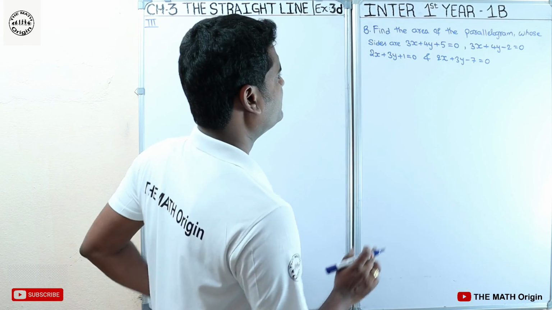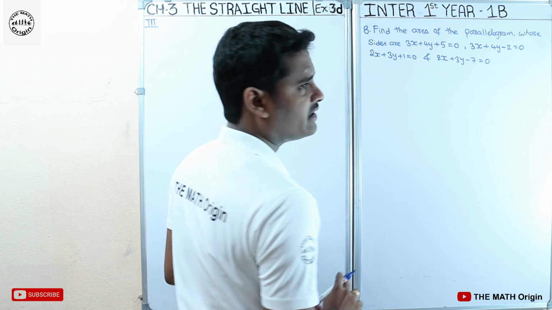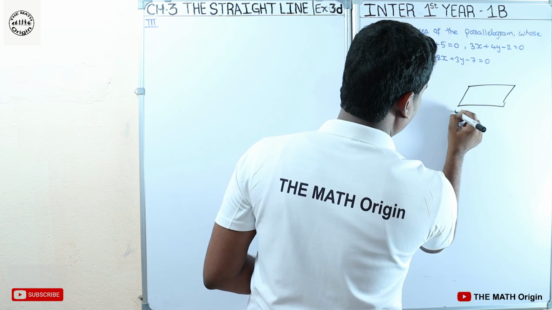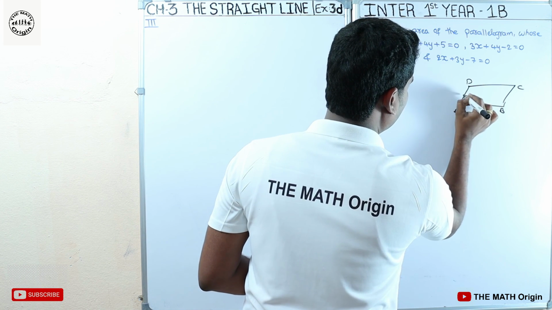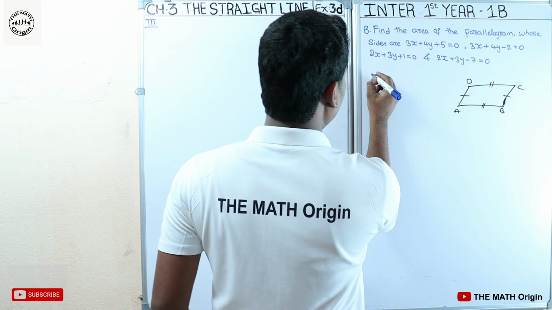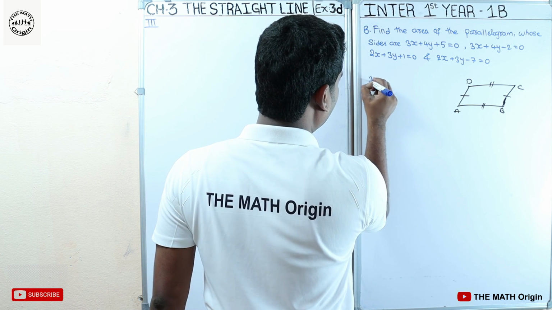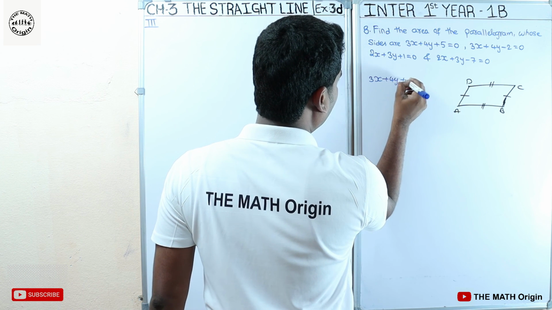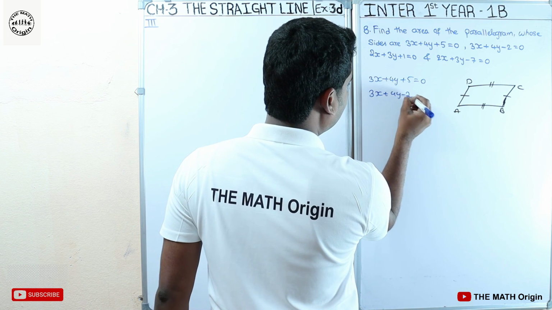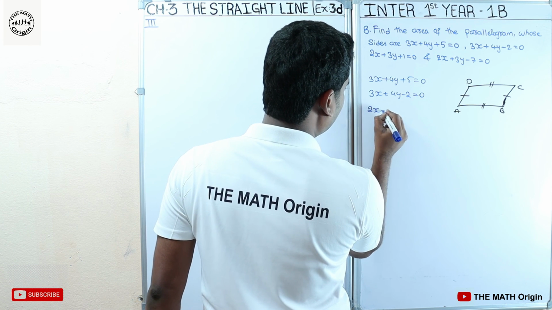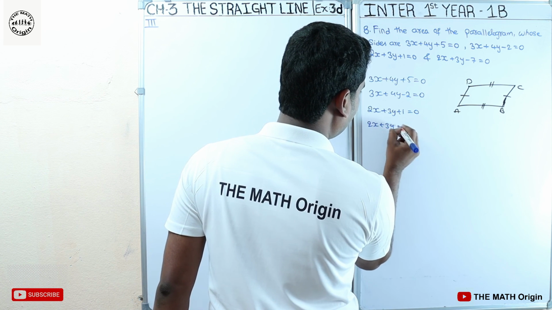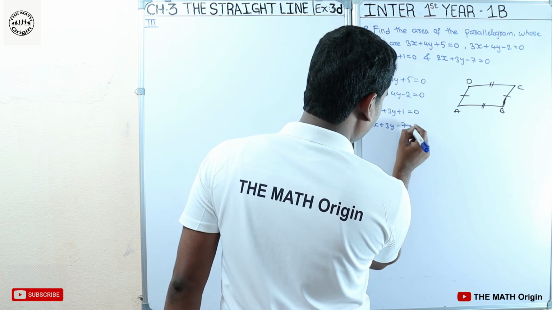8th question from the 3rd section. Find the area of the parallelogram whose sides are given. Okay. So parallelogram, we know diagram looks like this: A, B, C, D. So this side will be equal to this side and this side is equal to this side. So from the given equations, I can say like 3x plus 4y plus 5 equals to 0, equation 1, and 3x plus 4y minus 2 equals to 0. Third equation, 2x plus 3y plus 1 equals to 0, and 2x plus 3y minus 7 equals to 0.